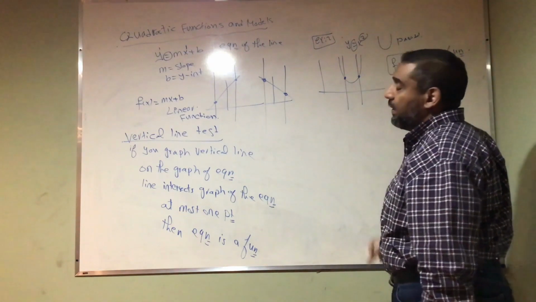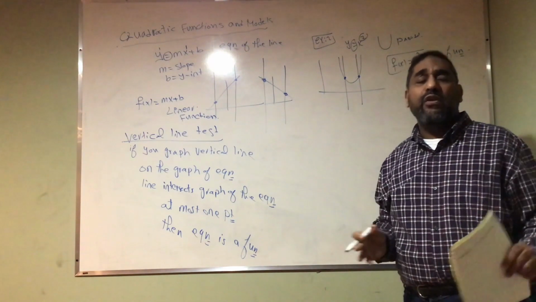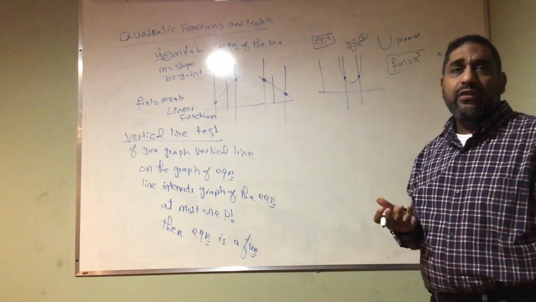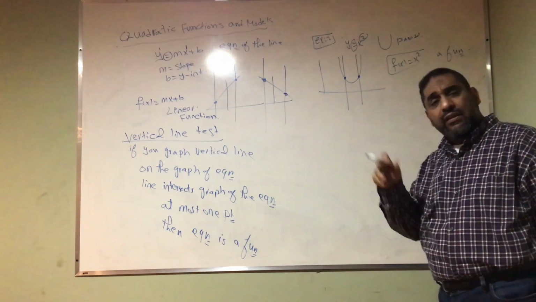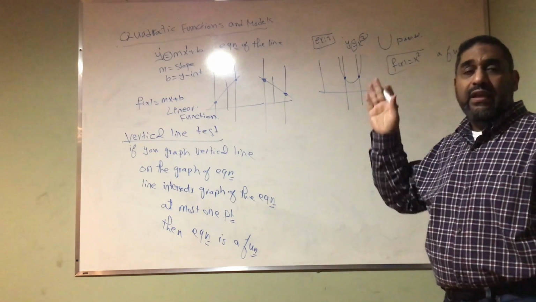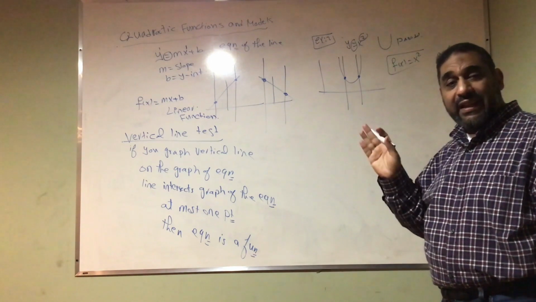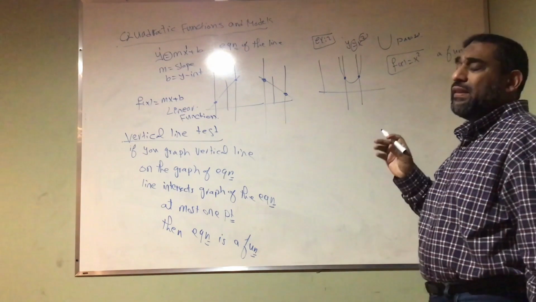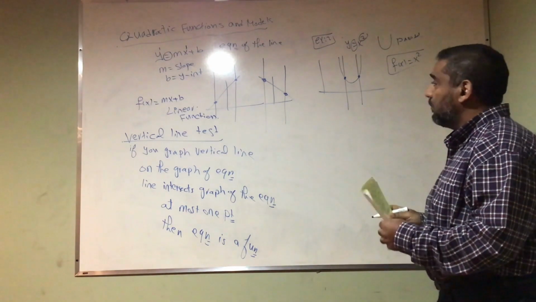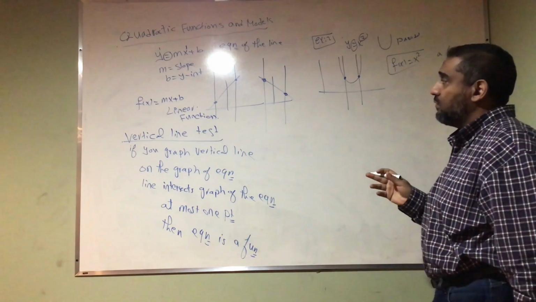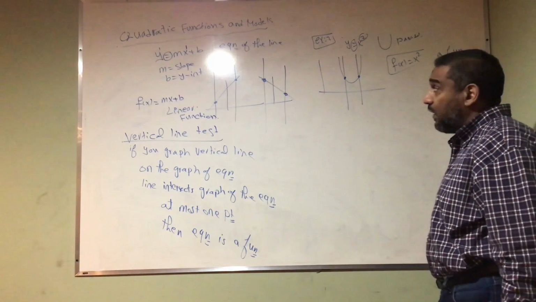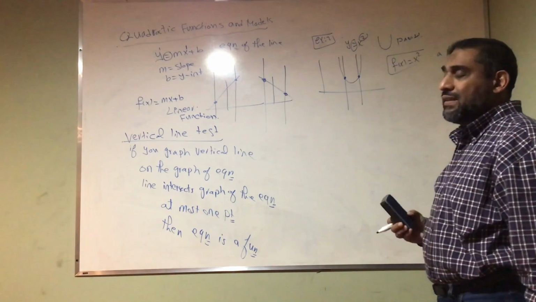So for any equation I give you, if I ask you whether it is a function, graph it and apply the vertical line test to check if a vertical line intersects the graph at most one point. Then yes, it's a function. So now our goal for today is to consider this quadratic function, because that is the simplest.